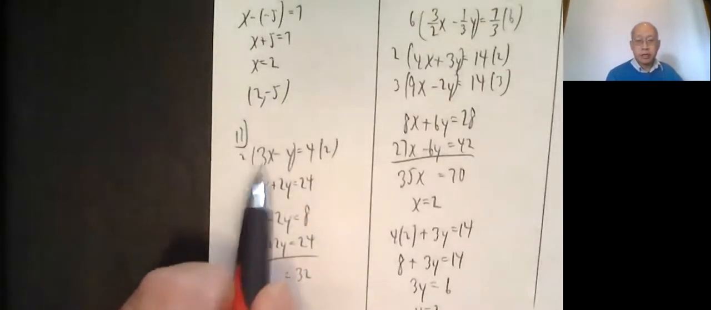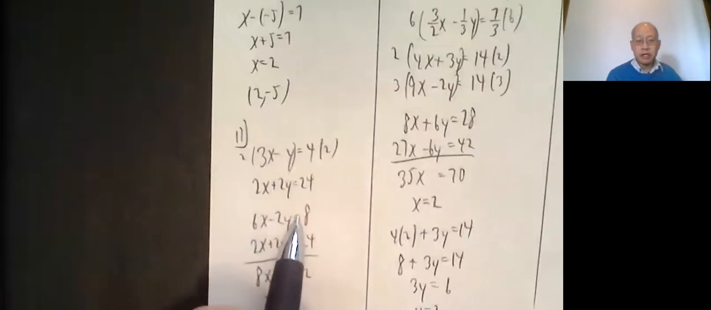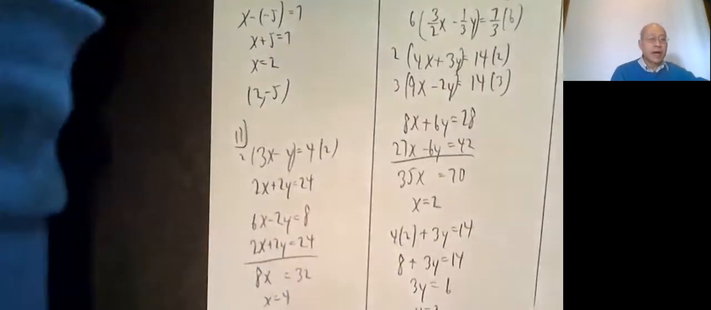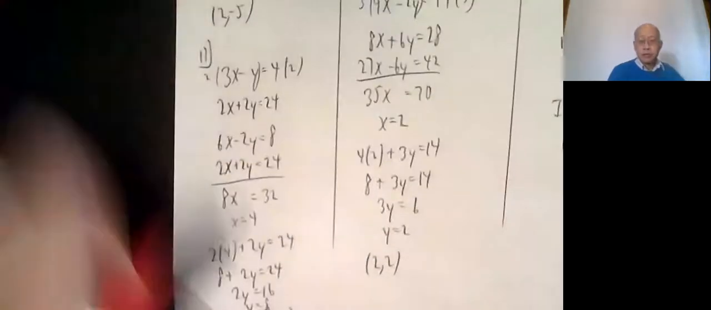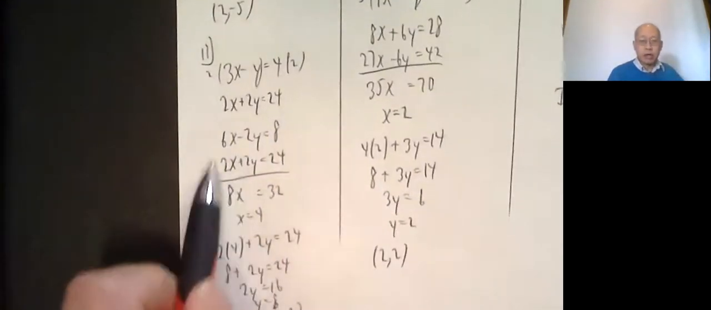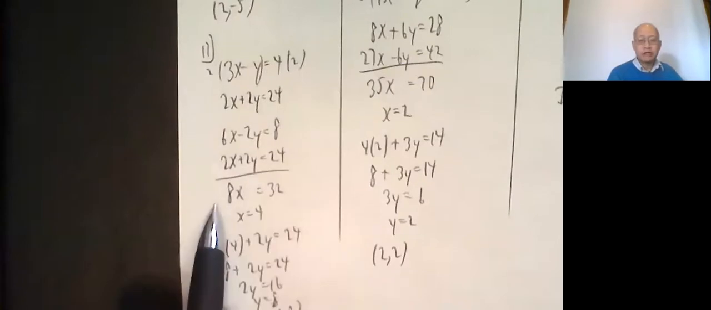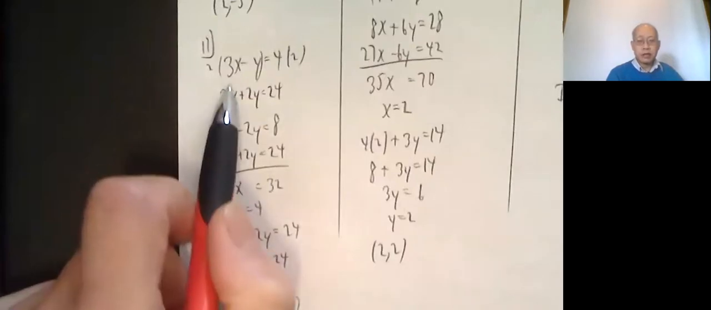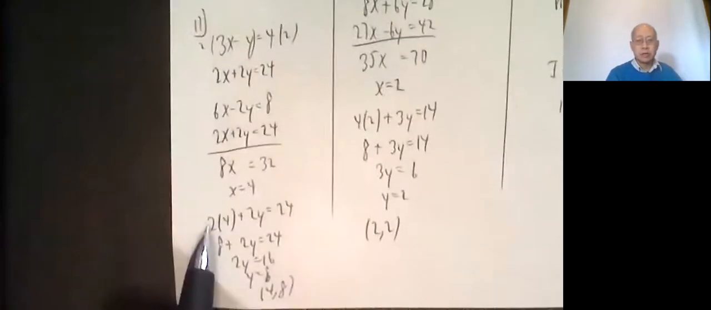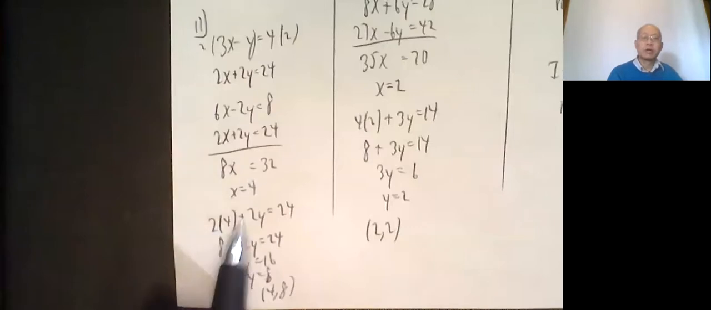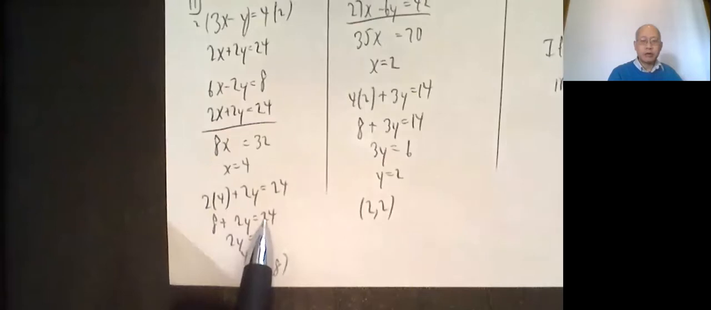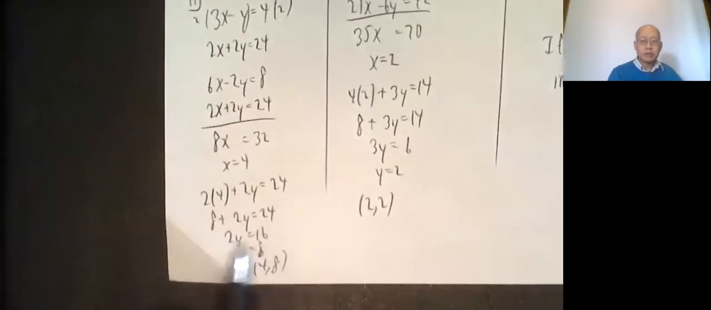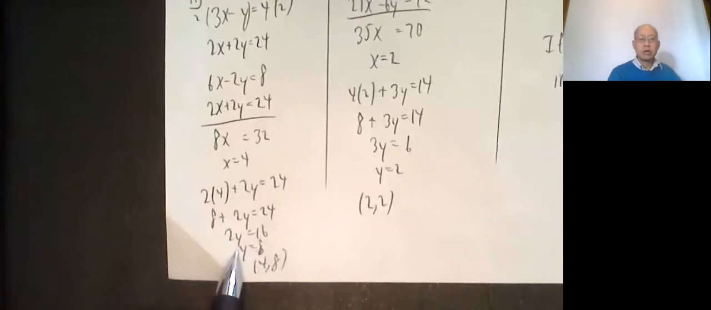So multiply this by 2, 6x minus 2y equals 8. Copy the second one. Now when I add them up, I get what I want. The y's drop out. 8x equals 32. Divide by 8, x equals 4. Then I decided to plug back into the second equation because it didn't have any negatives. 2 times x, 2 times 4, plus 2y equals 24. 8 plus 2y equals 24. Subtract 8. 2y equals 16. Divide by 2. y equals 8. So 4 comma 8.